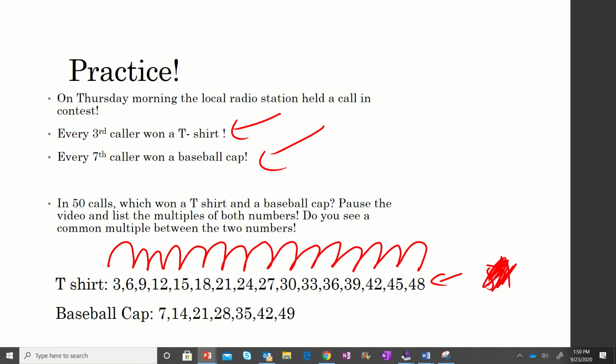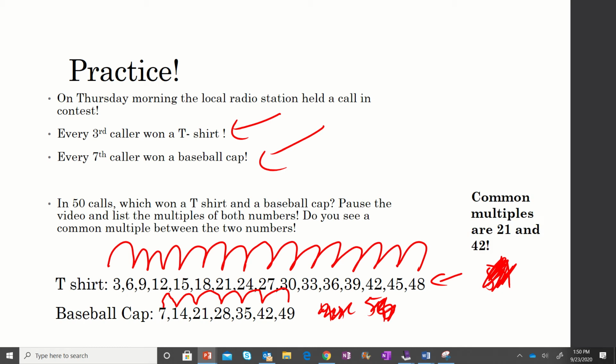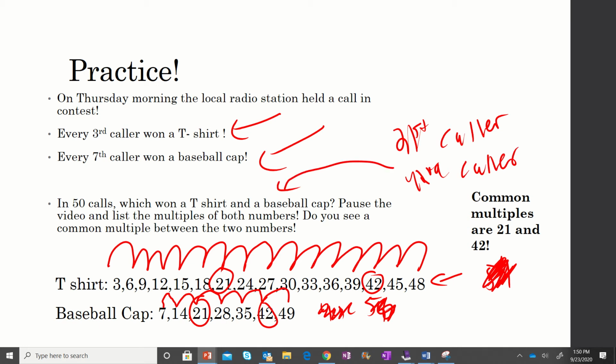Next, baseball cap. We go 7, 14, 21, 28, 35, 42, 49. I stopped at 49 because the next multiple is 56, which is too big. Looking at these, we see that the common multiples are 21 and 42. So we can say the 21st caller and the 42nd caller won both a t-shirt and a baseball cap.